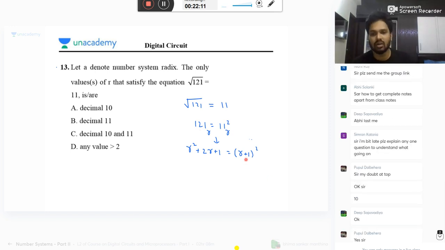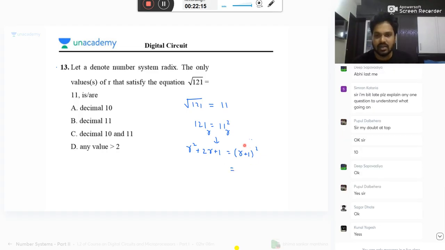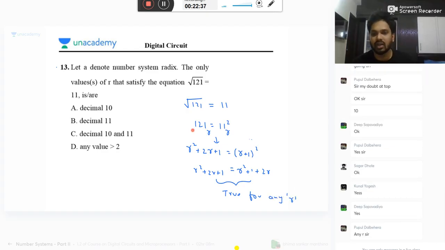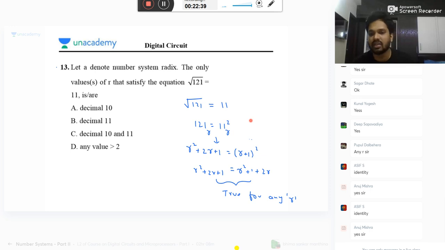Right. Now, you see, expand this right side equation. (r plus 1) whole square is r square plus 1 plus 2r, a square plus b square plus 2ab. Is this relation valid for any r or not? True for any r. So it need not be 10. 10 can be one answer. It is true for any base.